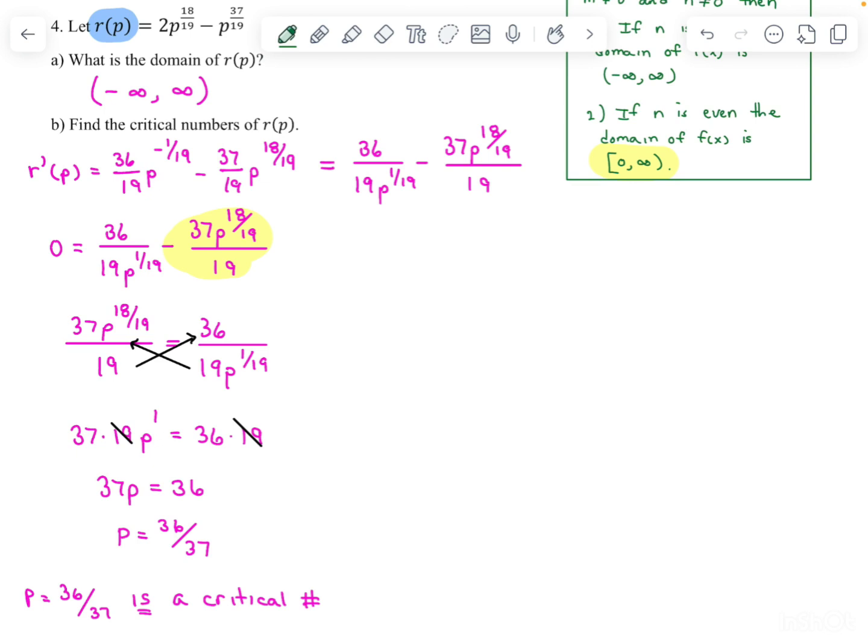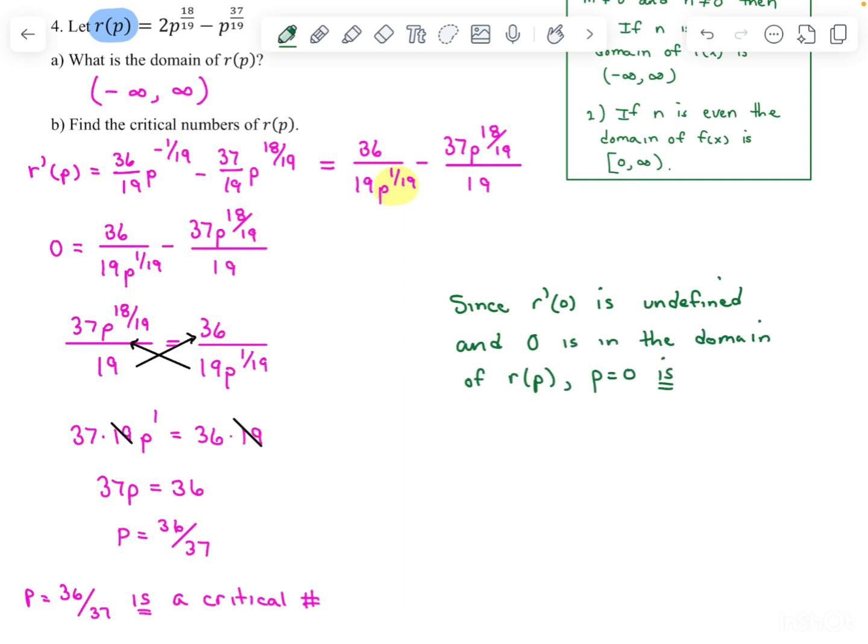Now to see if there's any values of p where the derivative is undefined. Going back to the derivative, there's a p raised to the 1/19th power in the denominator. This means that p cannot equal 0. Since the derivative at p equal to 0 is undefined, and 0 is in the domain of r, p equal to 0 is a critical number. So we have two critical numbers, one at p equal to 36/37 and another at 0.